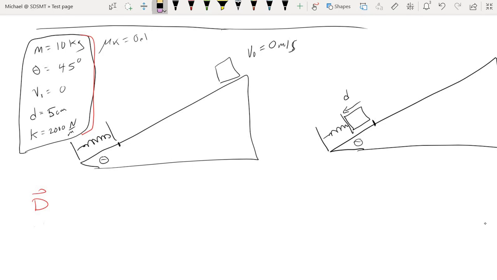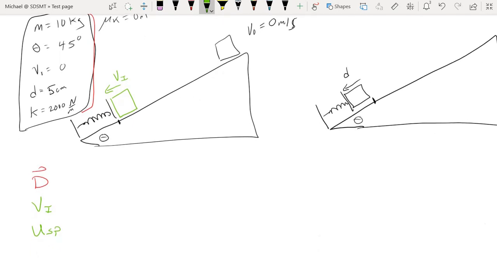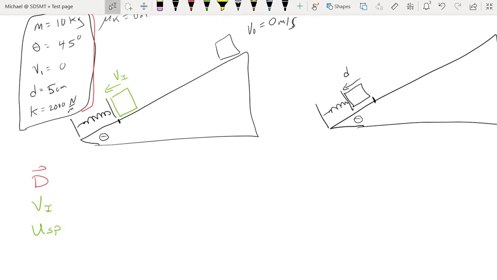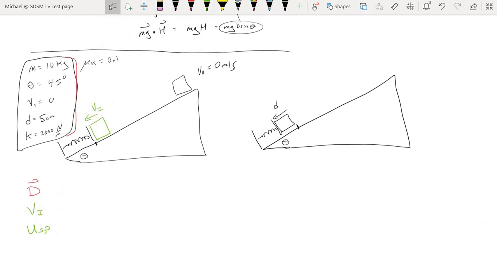And then when the block actually impacts the spring, I want to know the velocity of the block at impact. So how fast is the block going at impact, and what will be the potential energy stored in the spring during that final compression moment? Okay.